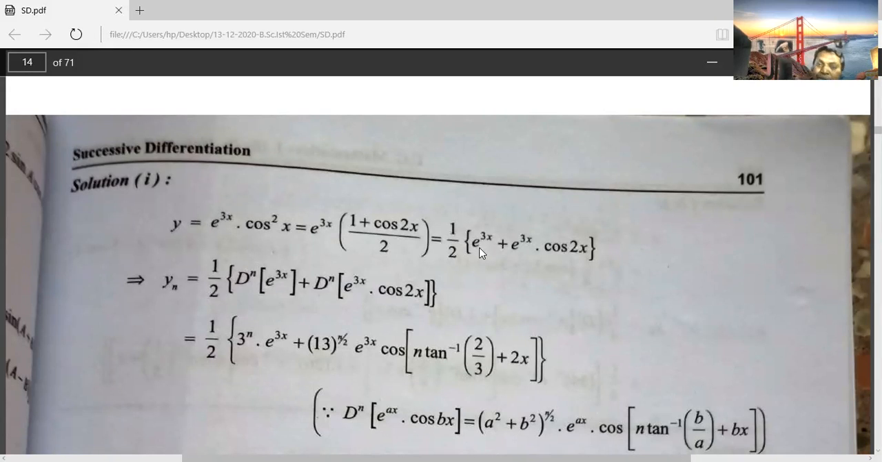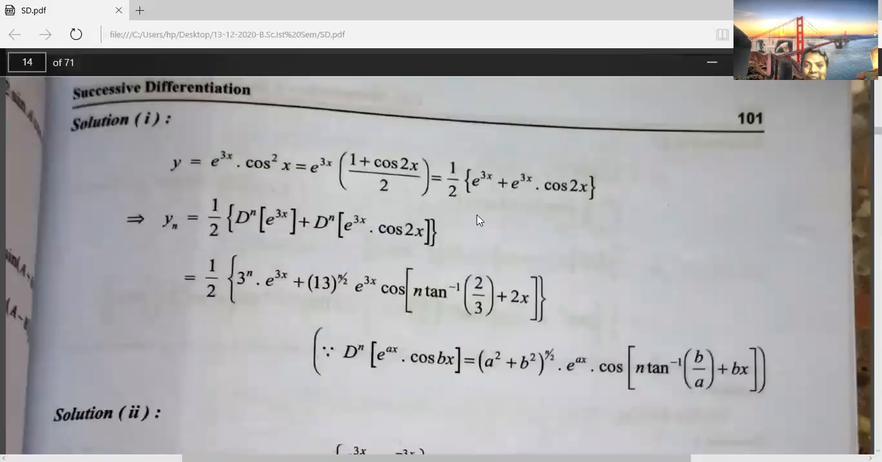Already you know the nth derivative of e to the power mx. What is the value of the nth derivative of e to the power mx? In the previous class we took the formula m to the power n e to the power mx. Now for the first component there is no problem. For the second one, you have already taken one more formula, e to the power ax into cos bx. The same formula you can apply for the second one. This is e to the power mx. This is of the form e to the power ax into cos bx; of course you can write cos(bx plus c) also, so the formula for e to the power ax into cos(bx plus c) you can apply here.